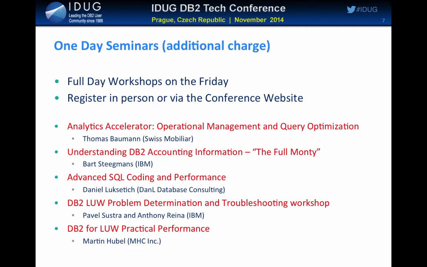Everything in the conference is included in the registration fee with the exception of the one-day seminars. These are 5 full-day workshops happening on Friday after the main conference ends, and you can register for these in person at the conference or via the conference website in advance. There are topics on the Analytics Accelerator, on ZOS, on LUW, and on SQL coding and performance. So there's lots to keep you interested in, and these allow the presenters to go into more detail than they could do in a normal 1-hour session.